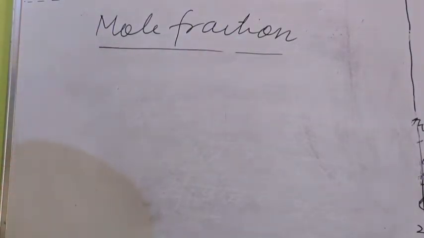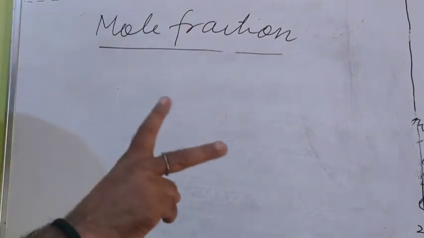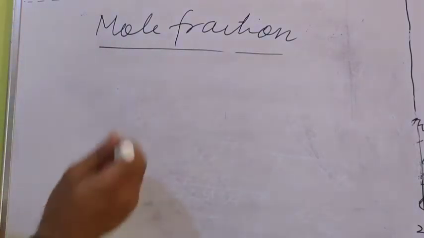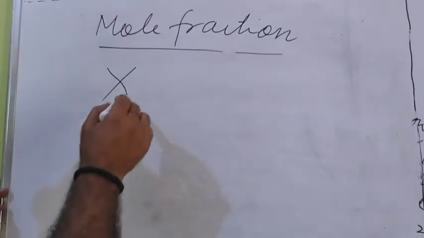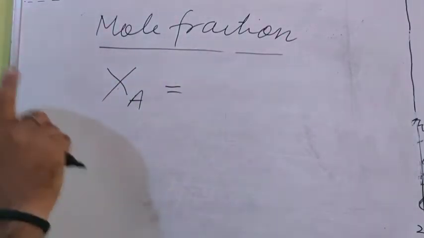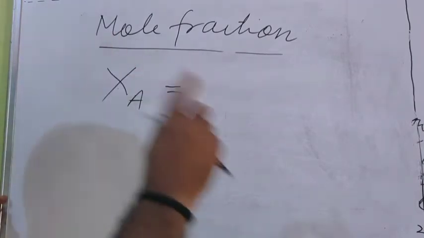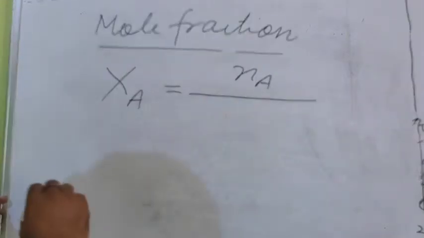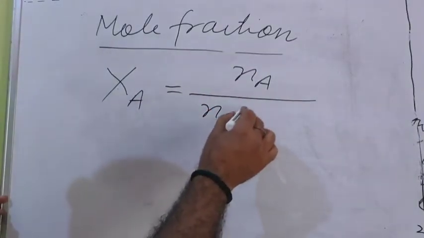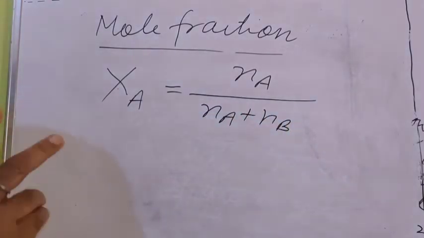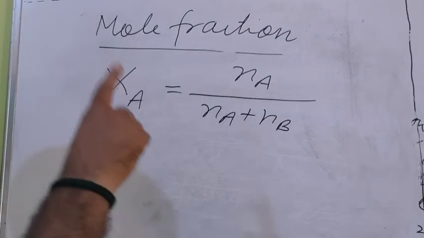I just said that we are mostly discussing the binary solution, means one that contains only two components. The mole fraction is represented by capital X. So the mole fraction of component A is the ratio of the number of moles of one component, Na, to the total number of moles of all the components of the solution. So, a binary solution that contains component A and component B.